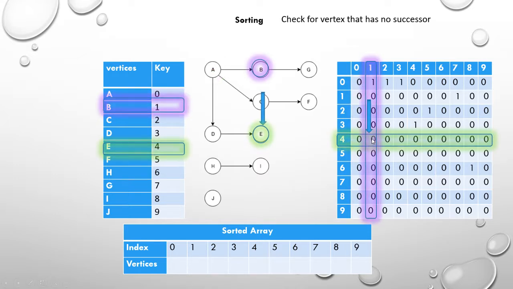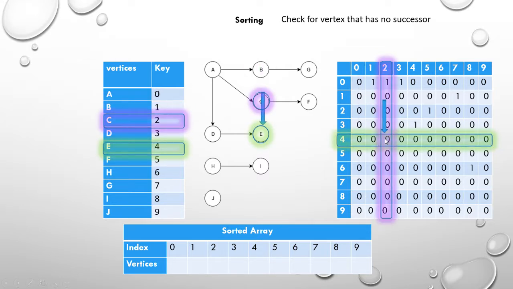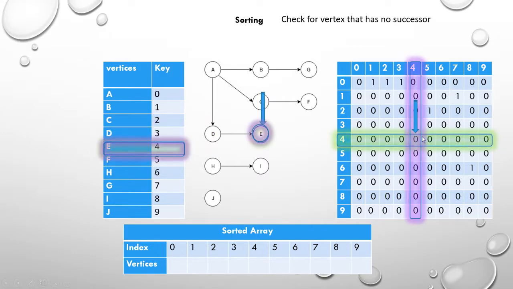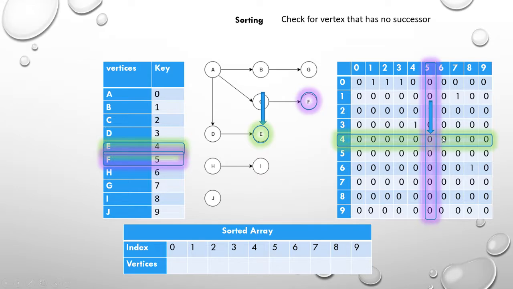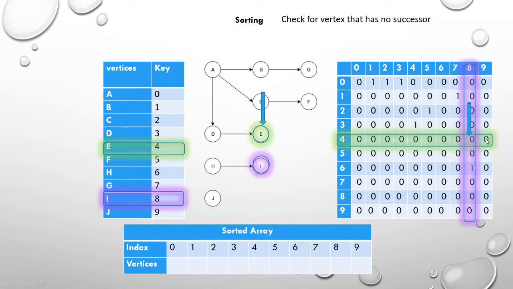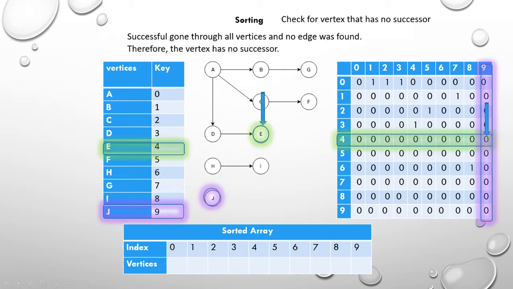So that is a 0. Let us go through 0 again, 0 again, 0 again, 0 again, 0 again, 0, another 0 over here, another 0 over here, another 0 over here. So we have completed our column, but there is no 1 which is found. This means that there is no edge in key 4, which represents E.